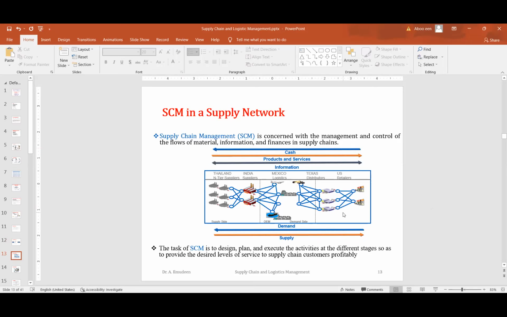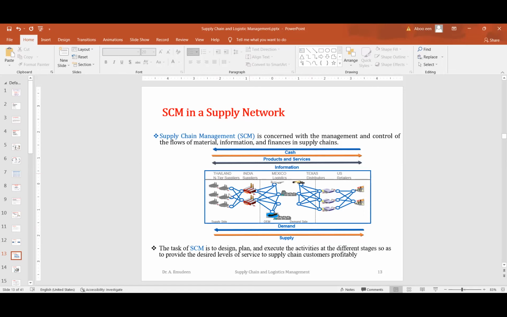As I mentioned earlier, the global supply chain management system. So the organizations are marketing their products and services for global customers. So their customers are in various countries and continents. In Thailand, the manufacturing firms are there, and in India, suppliers are there, and in Mexico, the logistics operations. In Texas, the distribution. Ultimately, the US retailers are there, and the US customers are enjoying. The US customers are demanding. So a US customer has the demand and supply. You see the supply from Thailand to US customers.